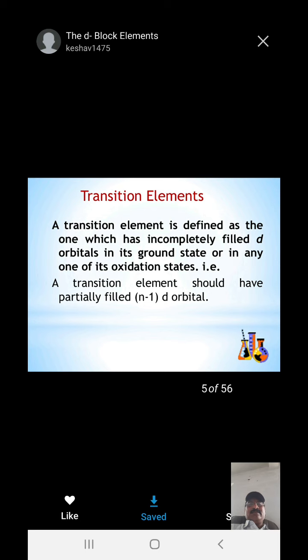What are transition elements? A transition element is defined as one which has an incompletely filled d orbital in its ground state or in any one of its oxidation states. That means transition elements should have a partially filled (n minus 1) d orbital. If the (n minus 1) d orbital is fully filled, it is a d block element, but it is not a transition element.